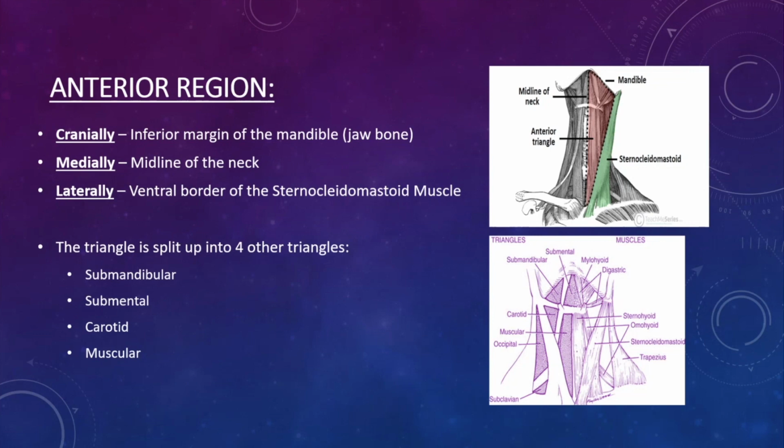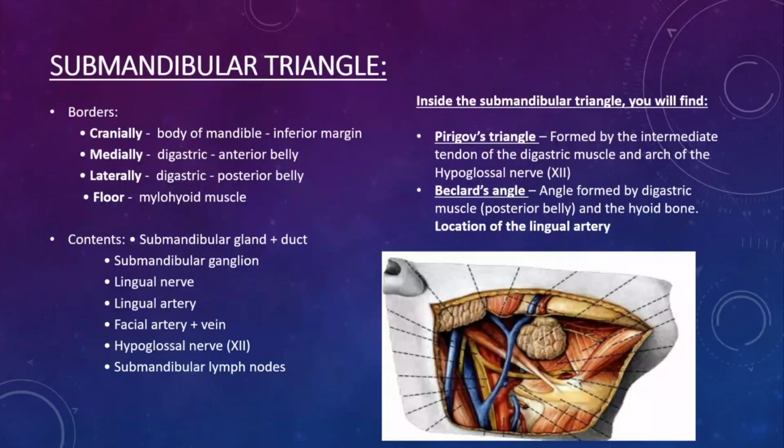So first up, we have the submandibular triangle, superiorly bordered by the mandible, laterally bordered by the posterior belly of the digastric muscle, and medially bordered by the anterior belly of the digastric muscle. Now for the contents, we'll find the submandibular gland and the facial vein quite superficial within this triangle.